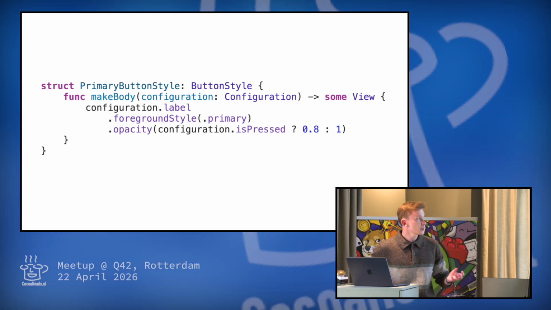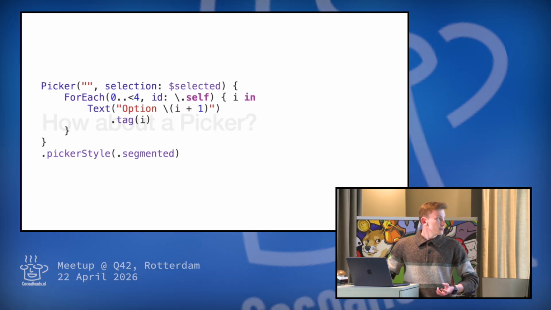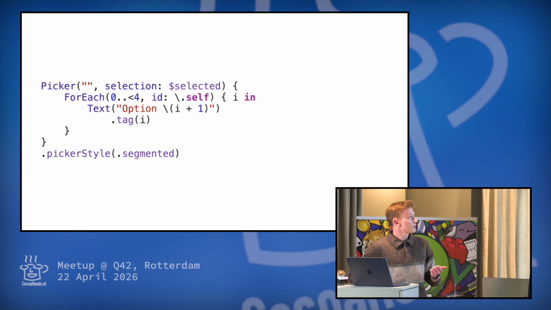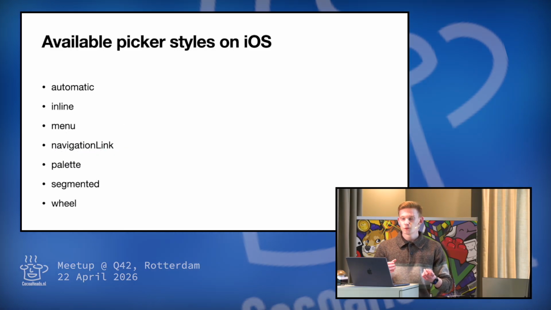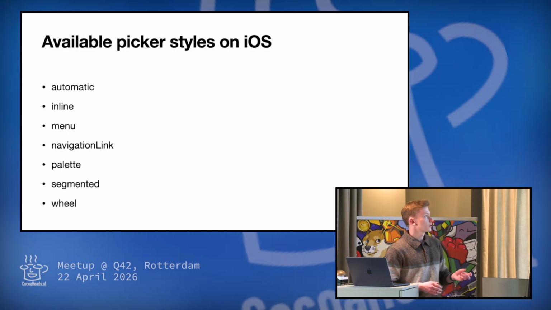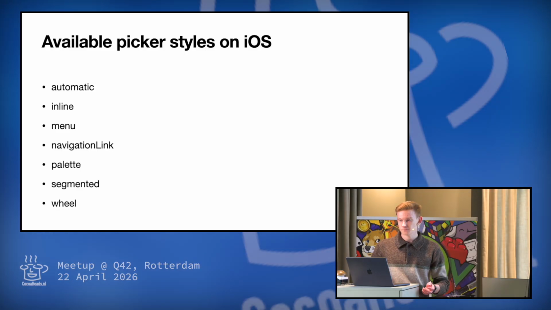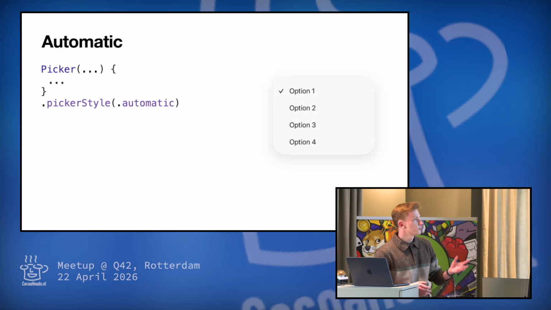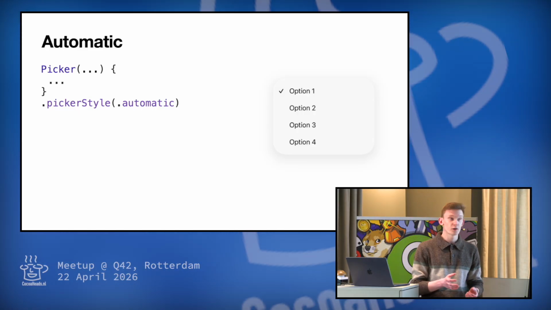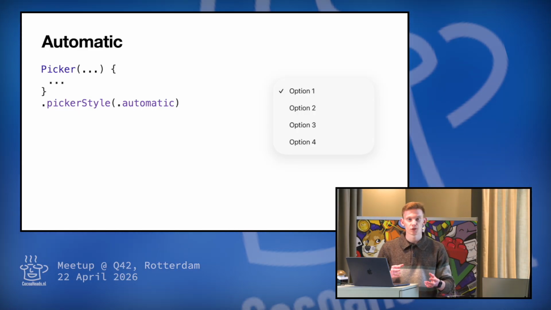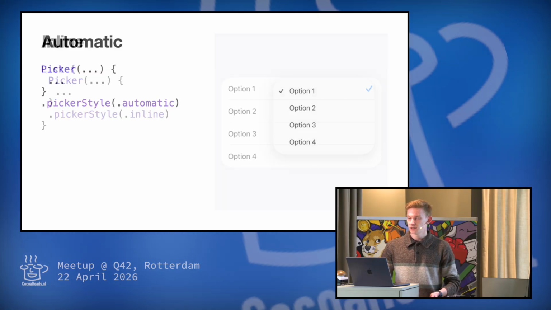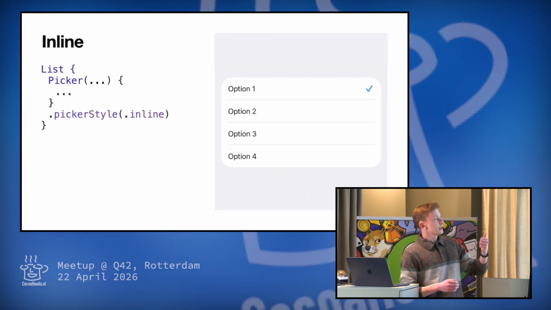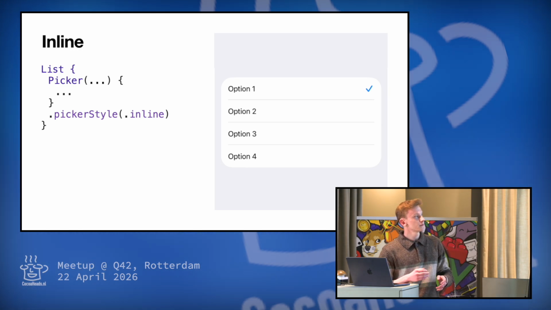And one of the best examples of this is the pickers. So this is how the picker looks, and it also has the picker style. SwiftUI comes with a couple of built-in picker styles. These are the ones that are available for iOS. And just to show you the whole idea here, I'm gonna go through all of them. The automatic one you most commonly see as a menu or a wheel on iOS. It's based on the platform or the context you use it in. You also have inline. If you use that in a list, it will give you this inline picker.